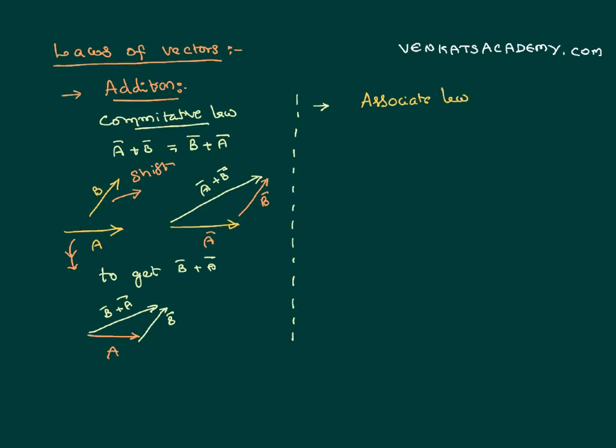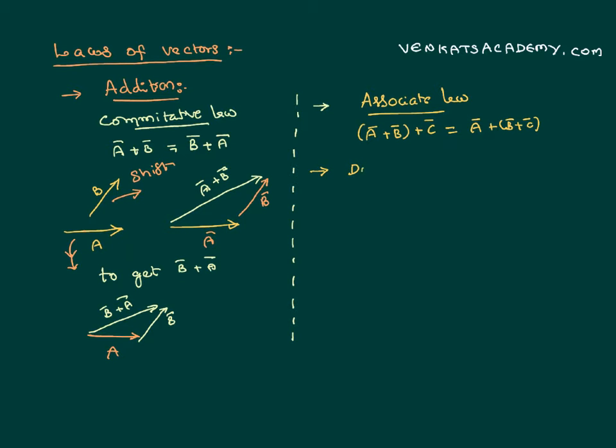The associative law tells you that if I have to add vectors a bar, b bar and c bar, first I will add a bar and b bar, and to that combination I will add c bar. It doesn't make a difference the other way also. First add b bar and c bar and then add that to a bar. You are going to get back the same result. That law is called the associative law.